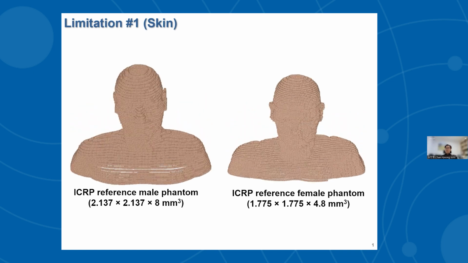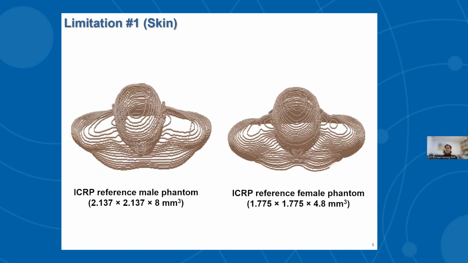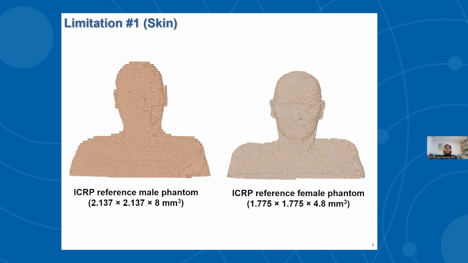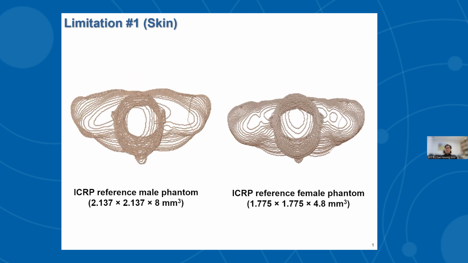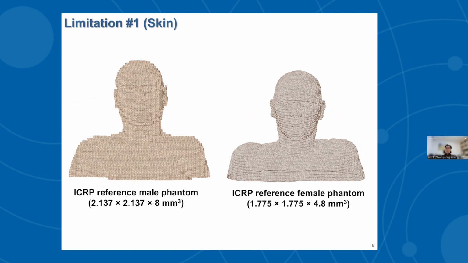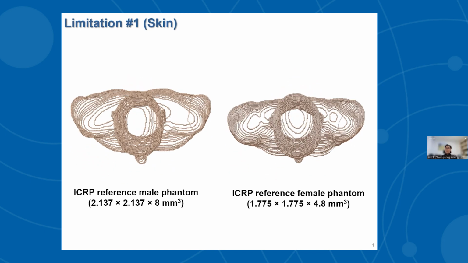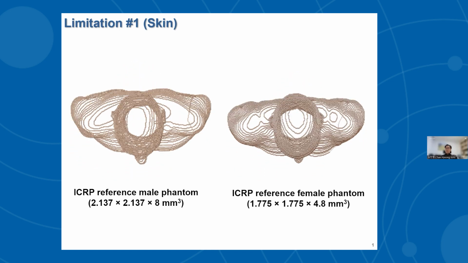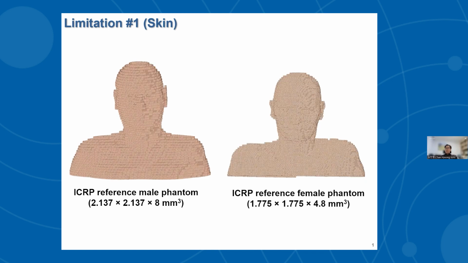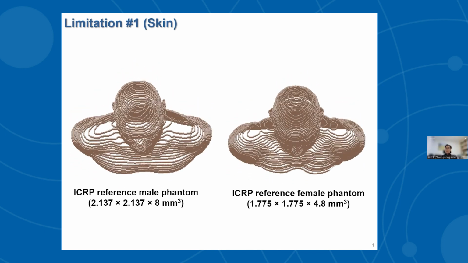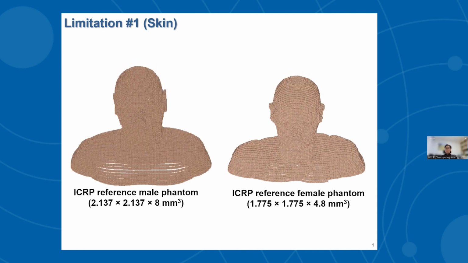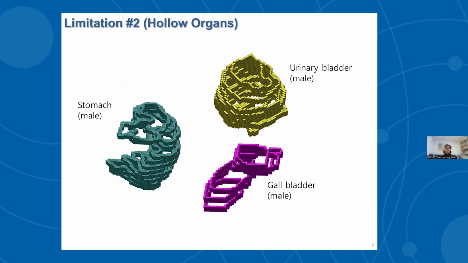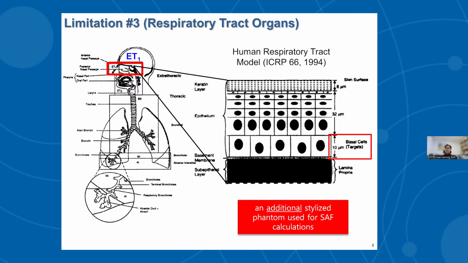Here are some examples of stair-step surfaces. This slide shows the skin of the ICRP publication 110 voxel type reference phantoms. And you can see the stair-step surface of the skin, which has a lot of holes. In addition, the 50 micron thick skin target layer cannot be defined. We also have similar problems in the hollow organs, the wall organs, the stomach, urinary bladder, and gallbladder.